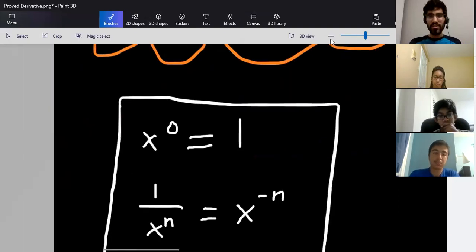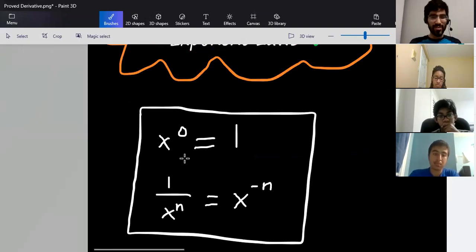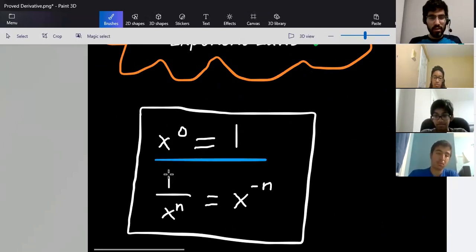This is like the 1 plus 1 of math. So why is it the way it is? 1 plus 1 equals 2. Math, they just decided, yeah, that's what we want to do. So anything raised to the power of 0 is equal to 1. That's one exponential law. And then if you have 1 divided by x to the n, that's equal to x to the negative n. That's another exponential law.